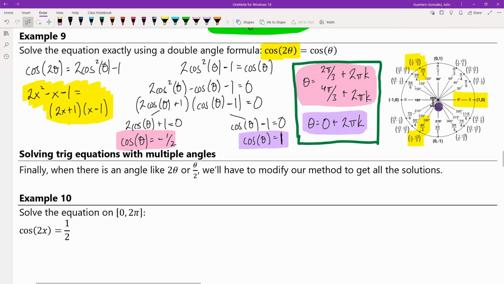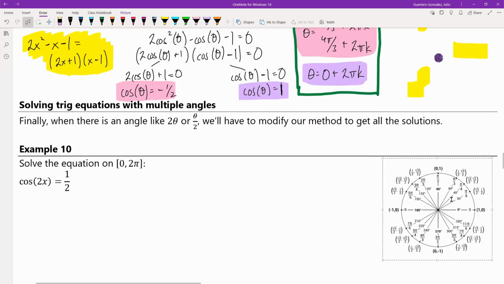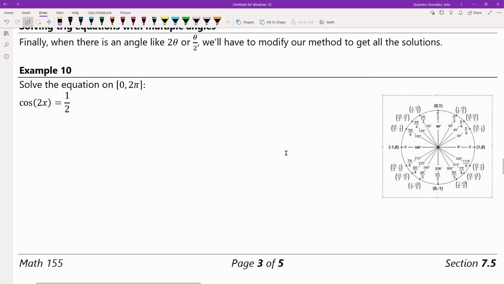inside the parentheses. So let me grab this unit circle. I'm going to drag this down real quick. There we go. So for example, this one. You see how I have a 2x inside? You're probably thinking to yourself, how do we do this? We know when it's x. What happens if it's 2x or 3x or x over 2 or theta over 5? Things like that. What do we do then?